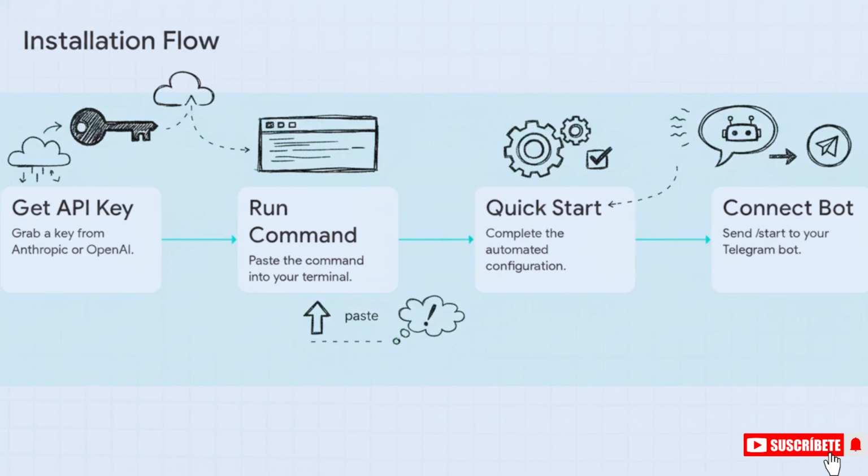It basically boils down to 4 main steps. Step 1, grab your API key from a provider, like Anthropic. Step 2, copy a single install command right from the ClawdBot website and just paste it into your terminal. Step 3, click through the automated quick start configuration that pops up. And Step 4, send a start message to your newly connected Telegram bot. That Telegram bot essentially acts as your personal chat interface to talk to your new local brain.